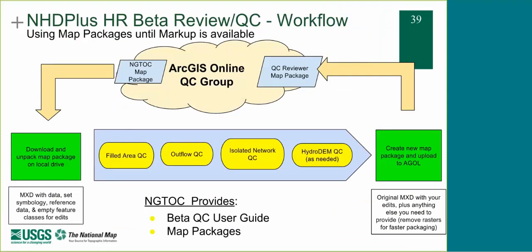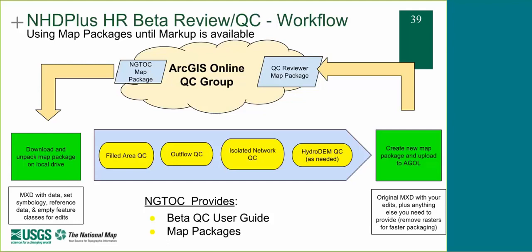And the process that we're currently using, this slide depicts our workflow. We are providing map packages to the reviewers. These map packages contain the NHDPlus Dataset, some helpful reference data sets as well. And it also contains empty feature classes so that the reviewers can add points, lines, and polygons to identify where there's problems in the data and also indicate how to fix the problem.